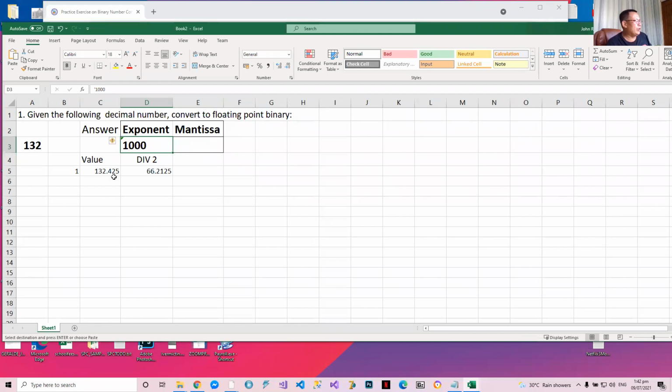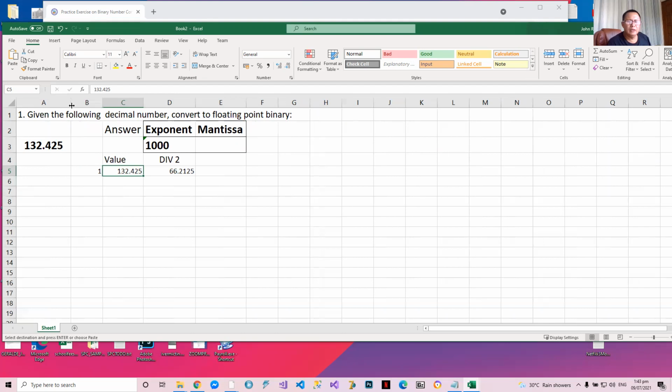So anyway, what we'll do is we'll make a formula that will continually divide the number to be converted by 2. So this is, of course, this divided by 2. And we check if the integer part is a 0. The integer part of the quotient is 66. It's not 0. So therefore we are going to continue. We just say equals that. And then we'll just copy the formula.